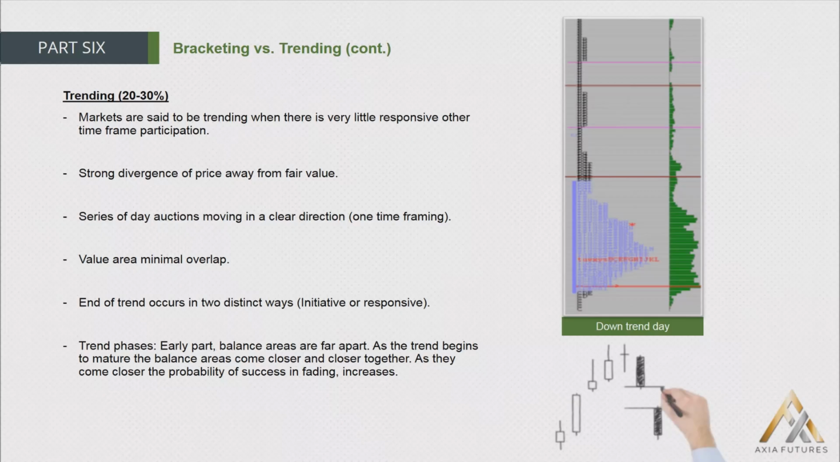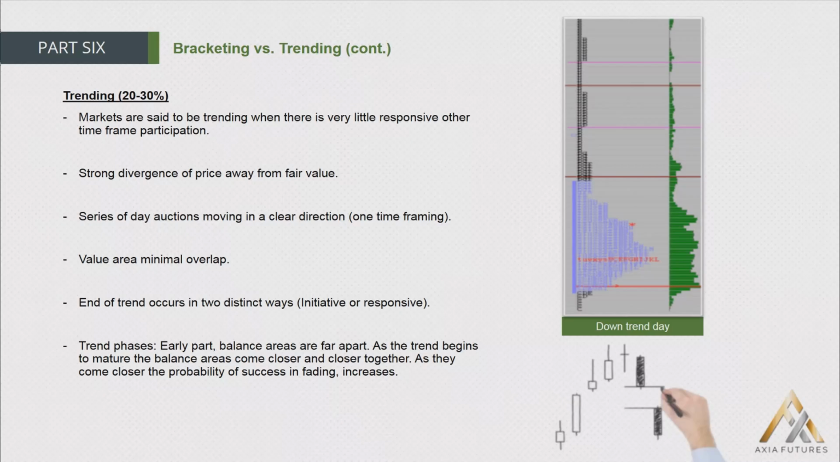Then, trending when a series of day auctions move in a clear direction, so one time framing. I will illustrate one time framing for you at some point, but just important, one time framing is a control factor where we see the auctions moving in one direction. And then we have very minimal overlap of value areas. We will talk about overlap of value areas again at a later point. But by overlap, we merely mean, if the value area today was, say, between the price of 30 and 40, minimal overlap would mean if tomorrow we suddenly trade between 20 and 30. So very little overlap between today's value area and the previous value area.